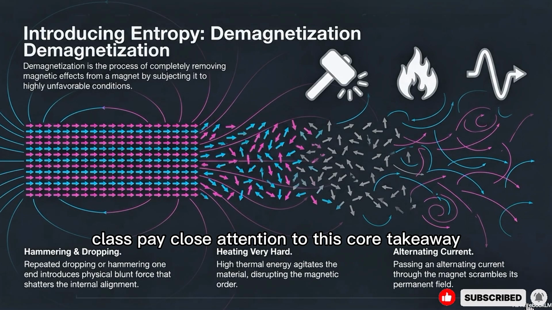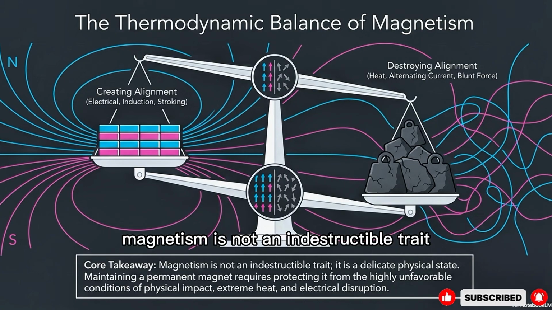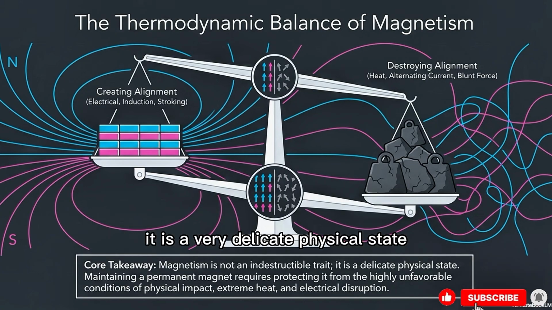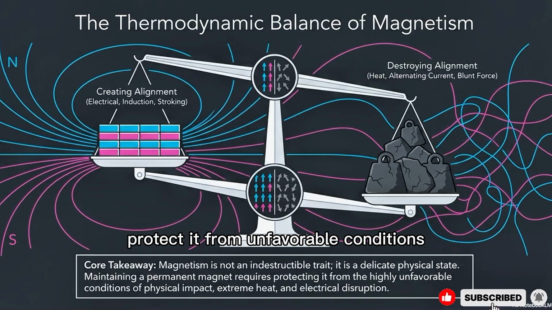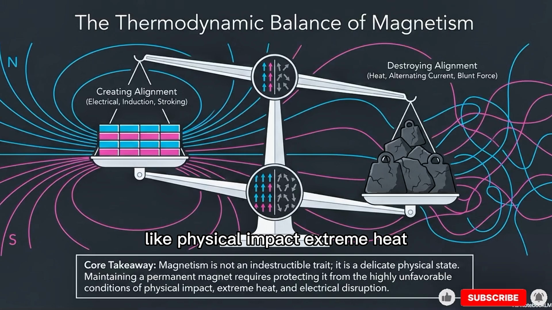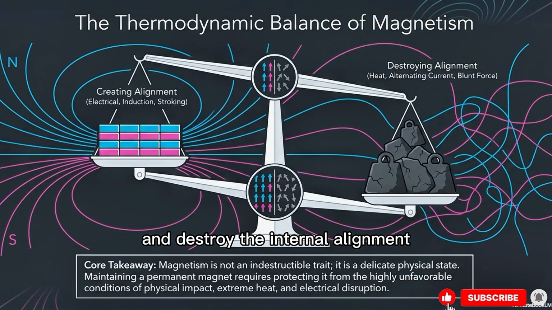Class, pay close attention to this core takeaway regarding the thermodynamic balance of magnetism. Magnetism is not an indestructible trait, it is a very delicate physical state. Maintaining a permanent magnet requires us to actively protect it from unfavorable conditions like physical impact, extreme heat, and electrical disruption, which can easily tip the scale and destroy the internal alignment.